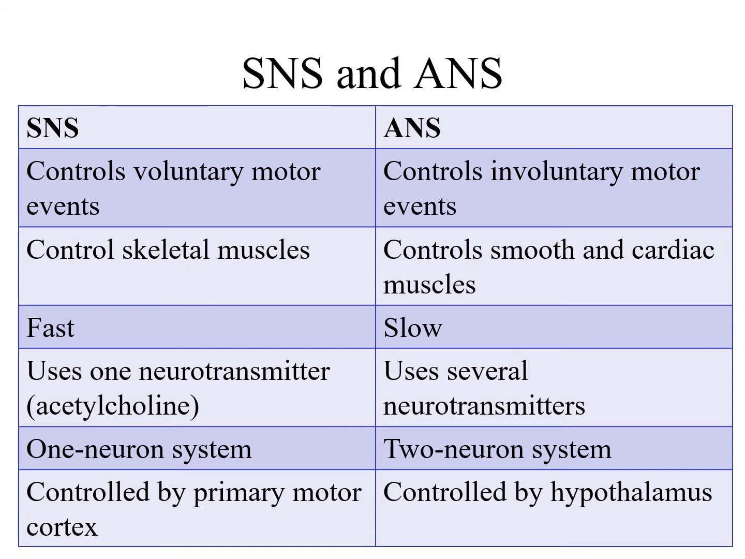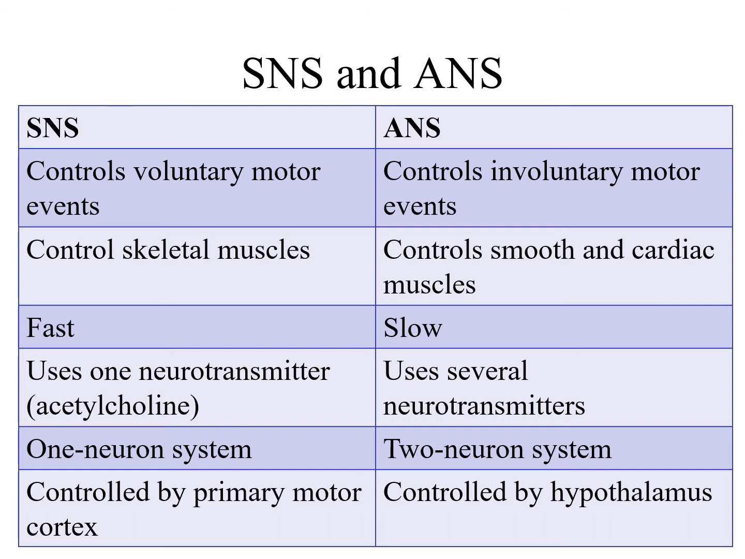Now, looking at the SNS, it is a fast system. Why? It's because it's a one neuron system. The autonomic, by contrast, is slower. It's because it's controlled by a two neuron system. Now, we haven't discussed 1 versus 2 before. I'll show you what that looks like in just a minute. Now, the SNS is using basically acetylcholine, while the autonomic nervous system can use acetylcholine, also epinephrine, and norepinephrine.